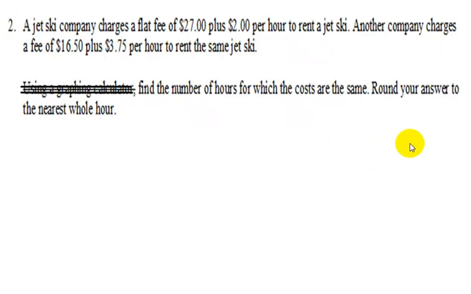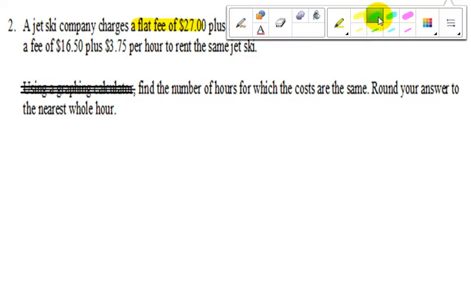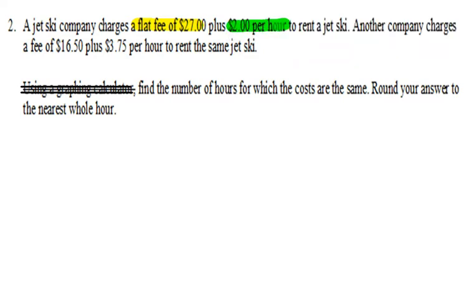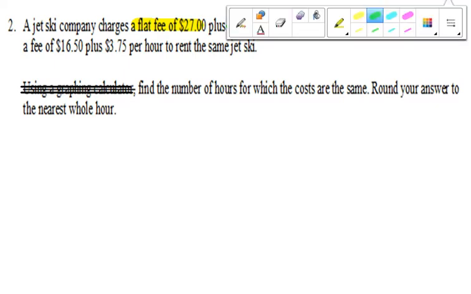Our next problem says a jet ski company charges a flat fee of $27 plus $2 per hour to rent a jet ski. Another company charges a fee of $16.50 plus $3.75 per hour to rent the same jet ski.